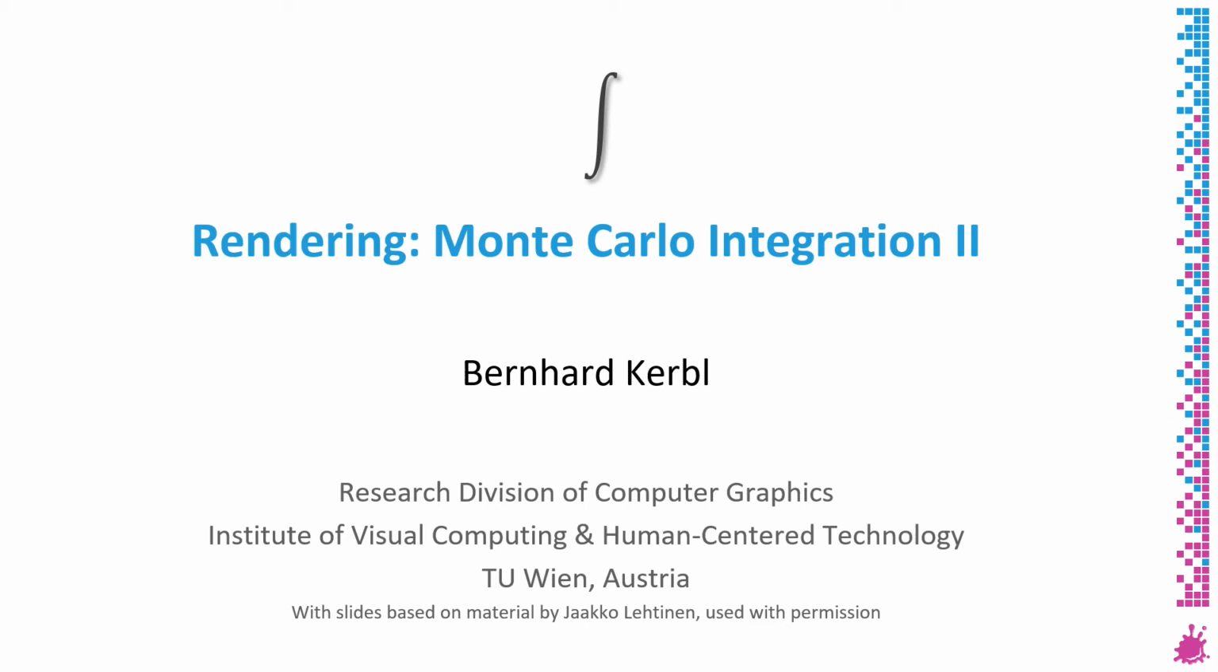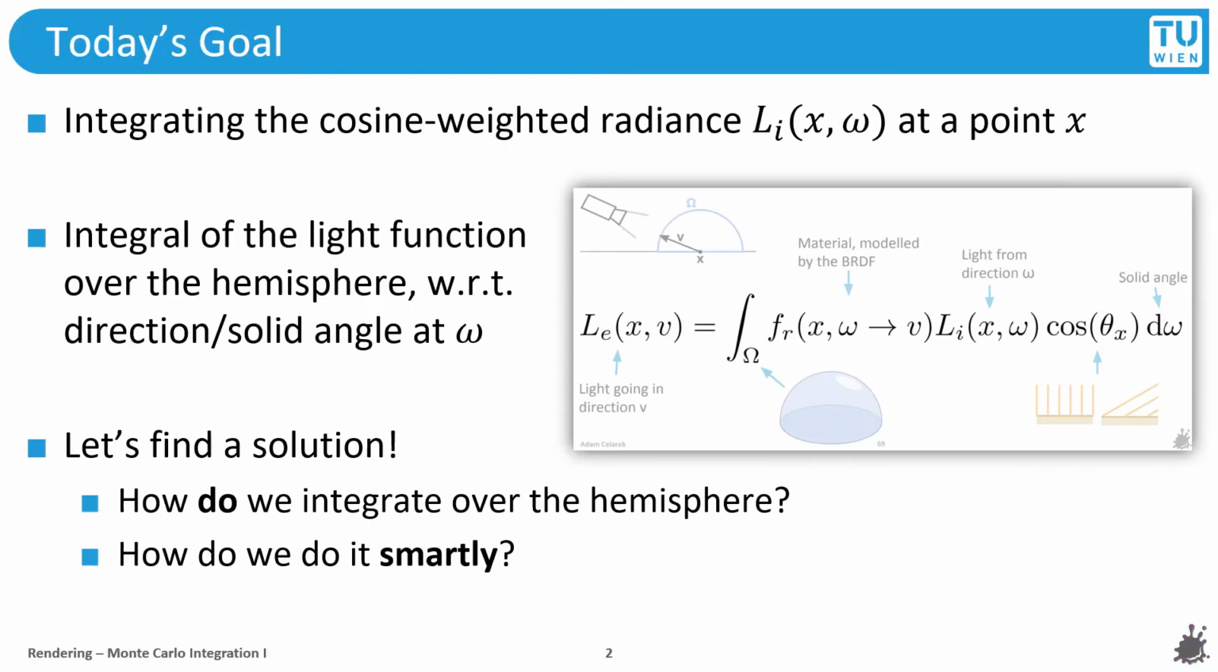Welcome back for the second part of the lecture on Monte Carlo integration for rendering. Remember our declared goal last time, which was to find a way to do a cosine weighted integration of incoming light at a point over the hemisphere with respect to solid angle. That's quite a mouthful, but with the tools from last time and some more in-depth application details we covered today, we will be able to do it.